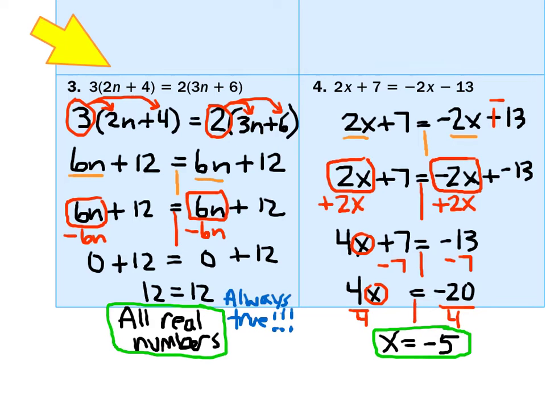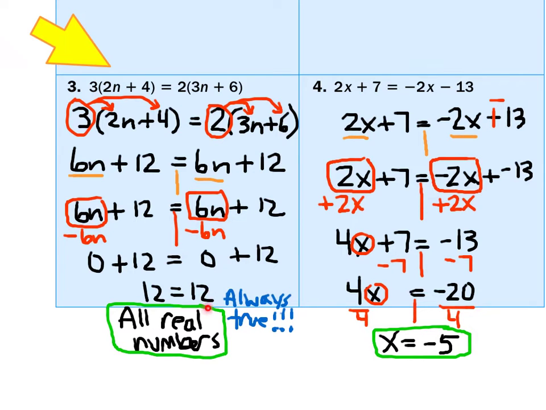And then I simplify. 6n minus 6n produces that 0. And then bring down the plus, bring down the 12, bring down the equal sign. 6n minus 6n, again, produces a 0. Bring down the plus, bring down the 12. And then you just simplify both sides of the equal sign. So 0 plus 12 makes 12. Bring down the equal sign. 0 plus 12 makes 12.